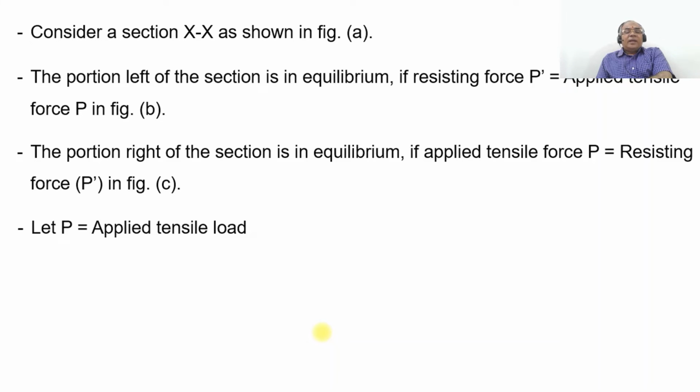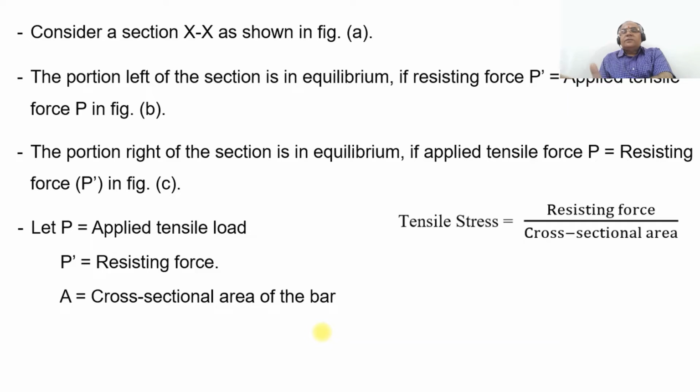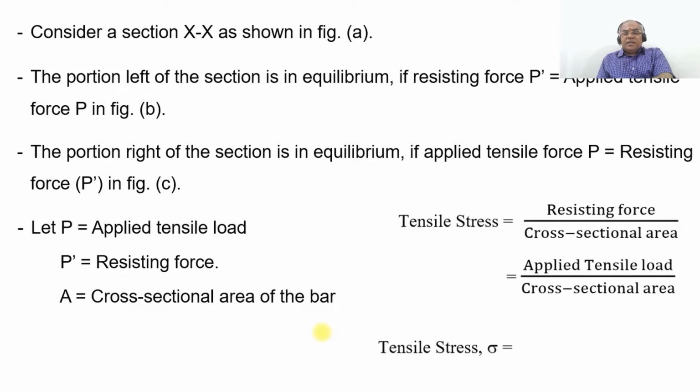So mathematically, how can we write it? Let P be the applied tensile load and P dash the resisting force. Then A is the cross-sectional area of the bar. Then what is the tensile stress? The load by the cross-sectional area, or the resisting force by the cross-sectional area. The resisting force is nothing but the applied tensile load, so the tensile stress sigma will be equal to capital P by A, where P is equal to P dash. Now we will go to the tensile strain.